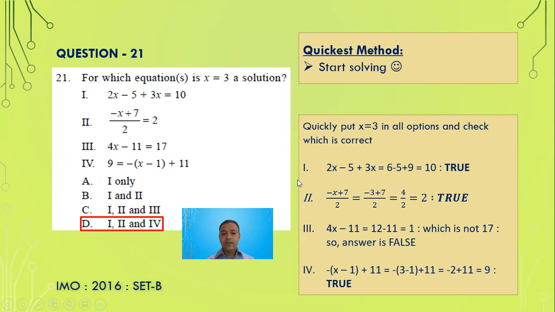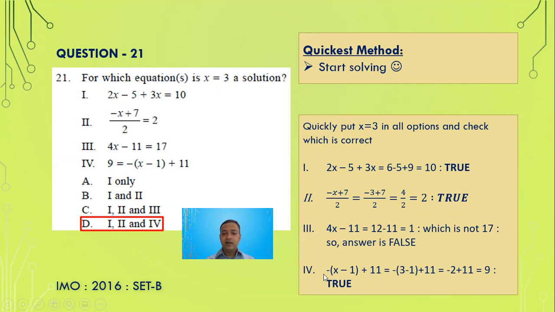This is true. Next, minus x plus 7 upon 2. So x is 3, so minus 3 plus 7, which is 4. 4 upon 2 is 2. So the second also is true. Then 4x minus 11. What is 4x? 4 into 3 is 12. 12 minus 11 is 1, which is not 17. So this is incorrect, isn't it?